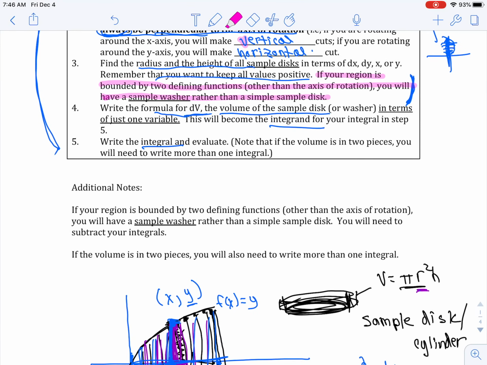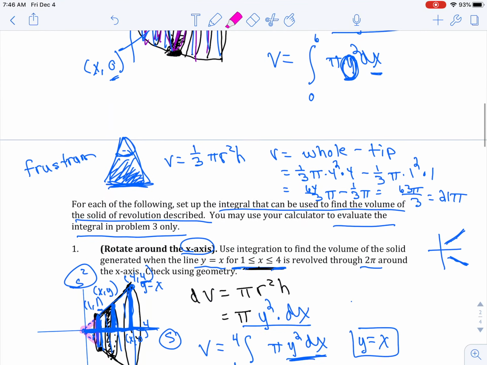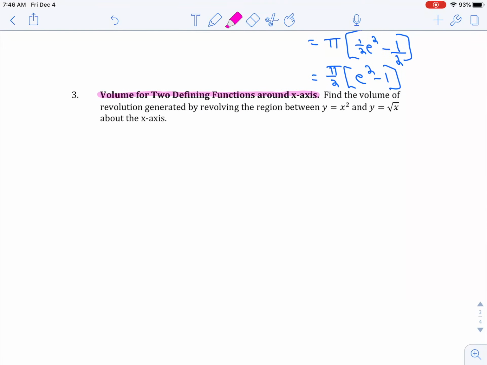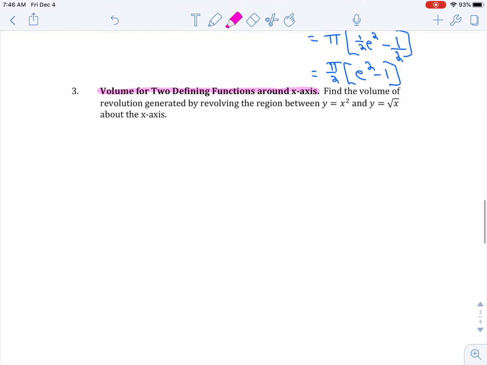than a sample disk. And I think I said that here also. All right, so let's draw the picture. That's what the directions say back on the first page.